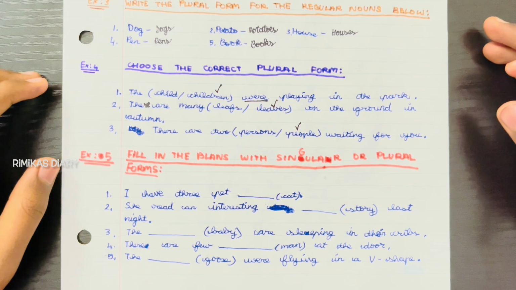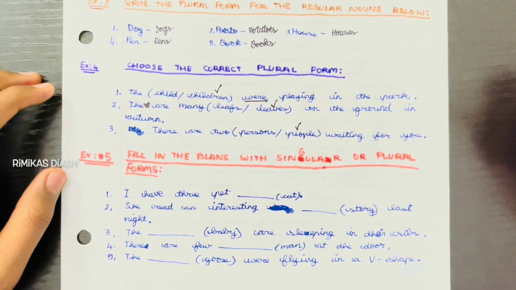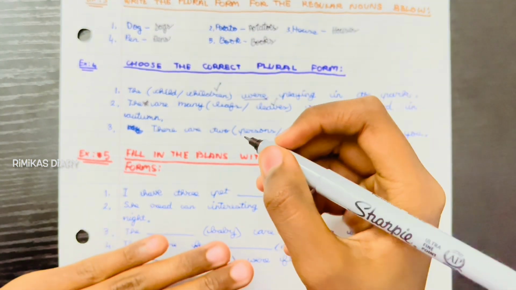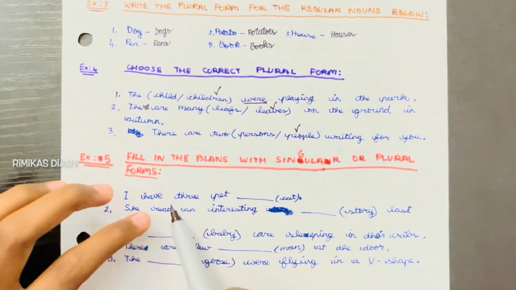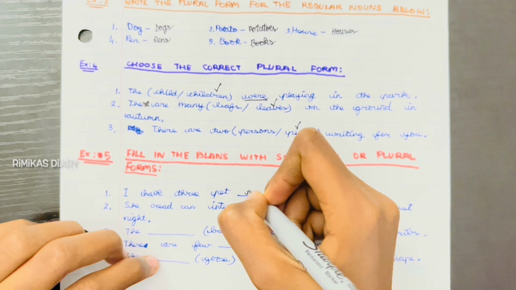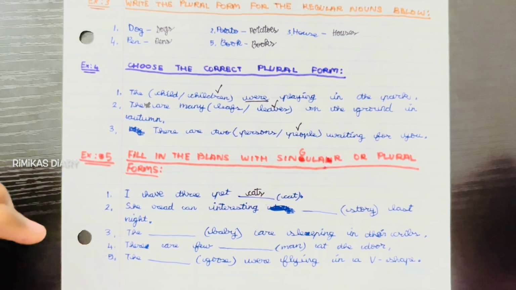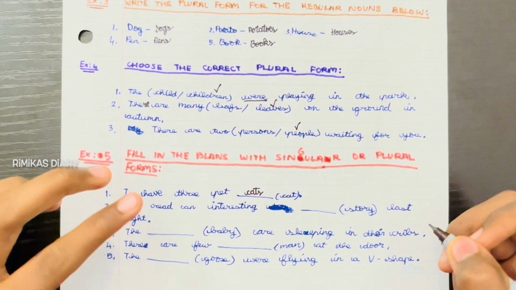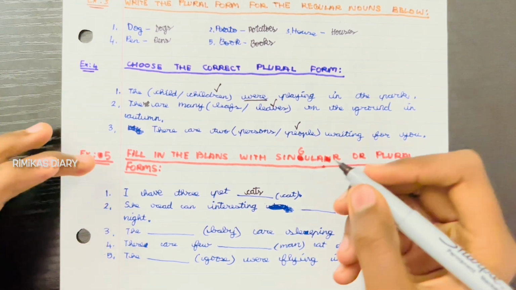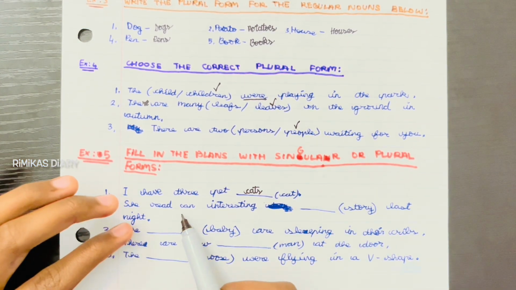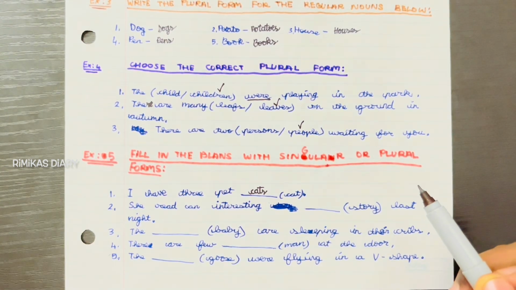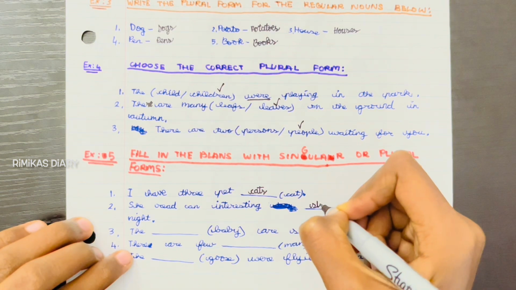Exercise 5. Fill in the blanks with singular or plural forms. I had 3 pet dash. So cat, we should write it in plural form. Since they said 3 pet, it's plural. We know it's plural, so we should put cats. She read an interesting dash story last night. So here it says an interesting story. An is used when there's a singular form, so we should write story.